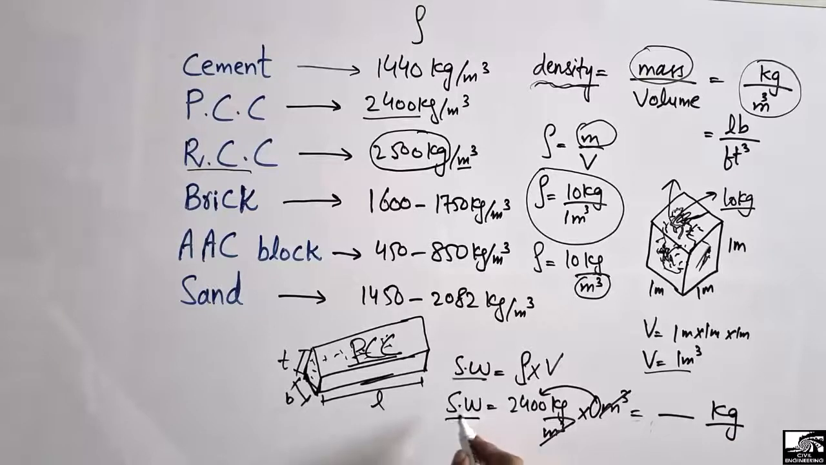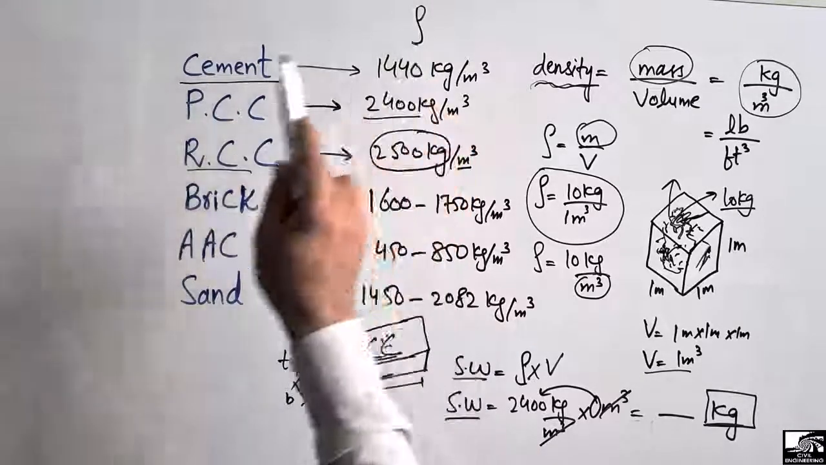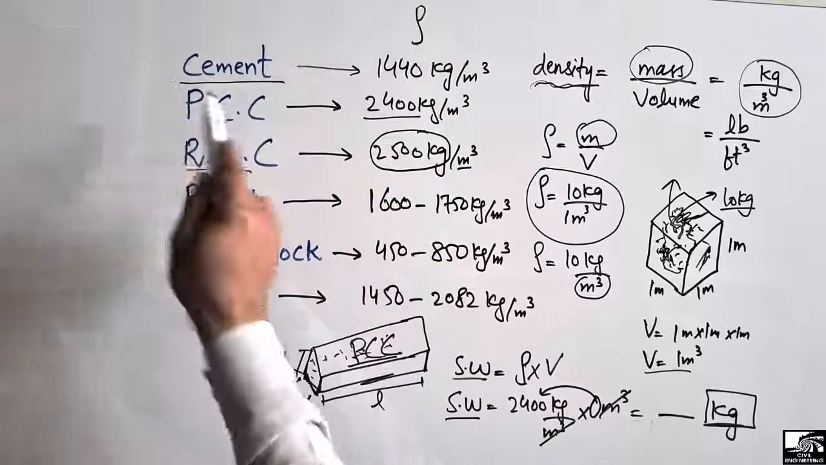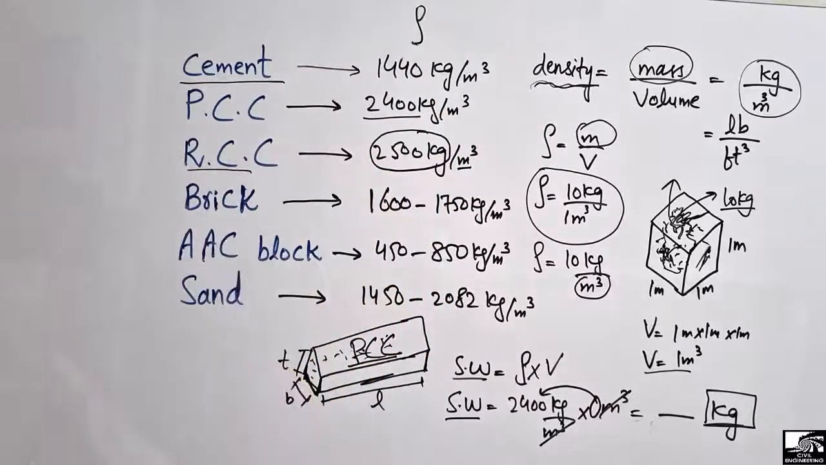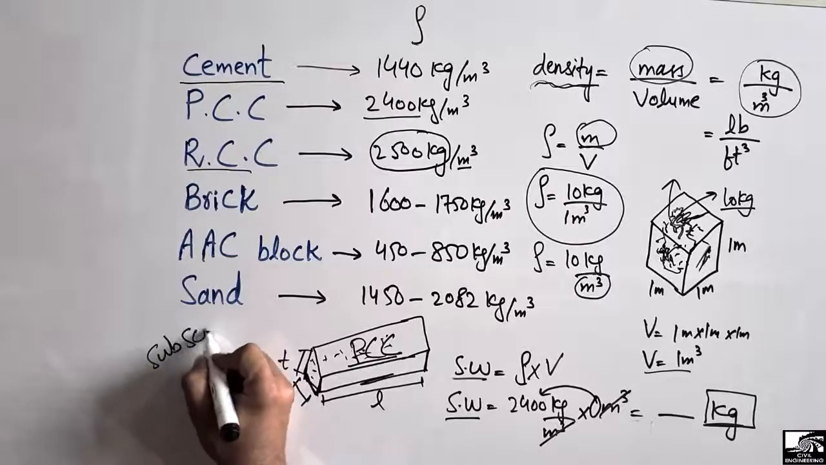So we get the self weight in kilogram, and then we can divide this value by 1000 to find the self weight in tons. This is how to find the self weight of the beam. In different situations, we need the density of engineering materials. Hope you guys understand.